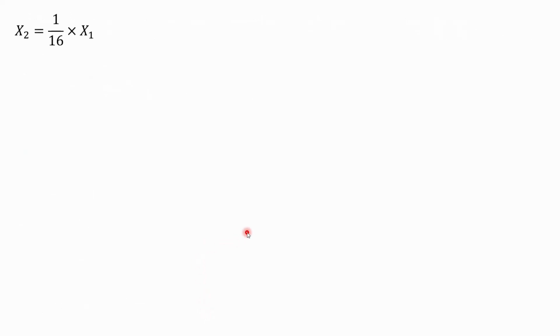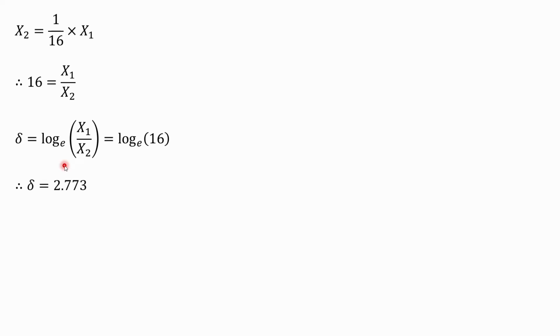Now it is given that in one cycle there is a reduction of 1 upon 16th of the amplitude. So x2, that is the final amplitude, is 1 upon 16 times the initial amplitude. So we can say that cross multiply by this. So 16 will take on this side, x2 on this side. So x1 upon x2 is 16. Now using this we can easily calculate the logarithmic decrement. So delta is equal to ln of x1 upon x2. Substitute the value of x1 upon x2, that is nothing but 16. So we'll get value of delta as 2.773.